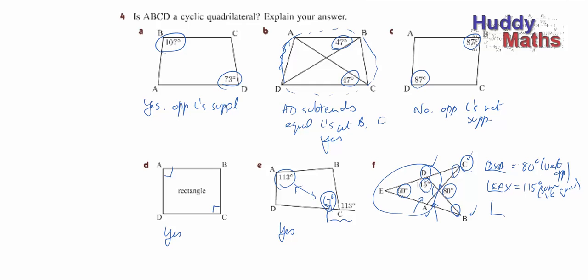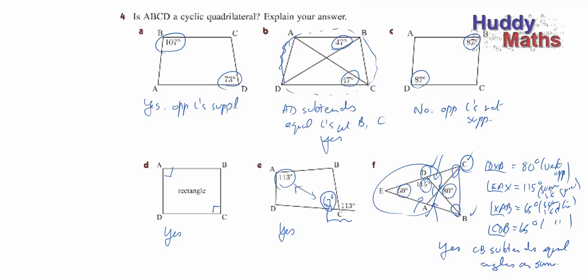So angle XAB, sum of angles on a straight line is 65 degrees. So we've got that as 65, and lo and behold, up there, angle CDB is 65, sum of angles on a straight line again. Therefore, yes, because CB subtends equal angles on the same side of itself. So that's the converse of the angles in the same segment theorem.